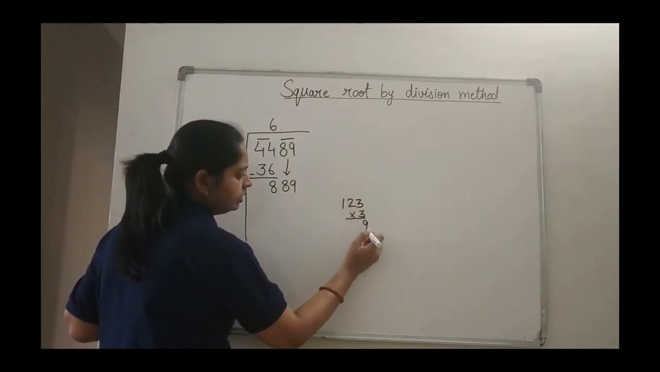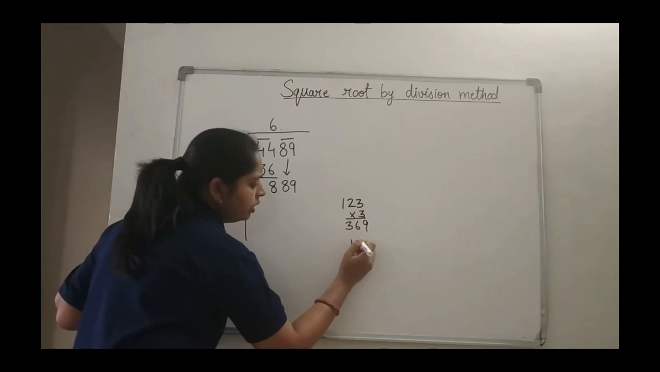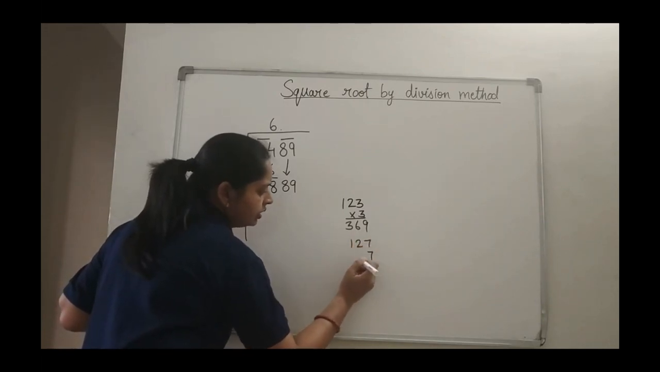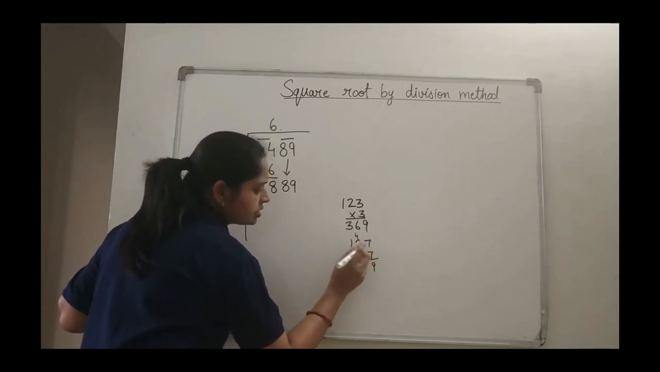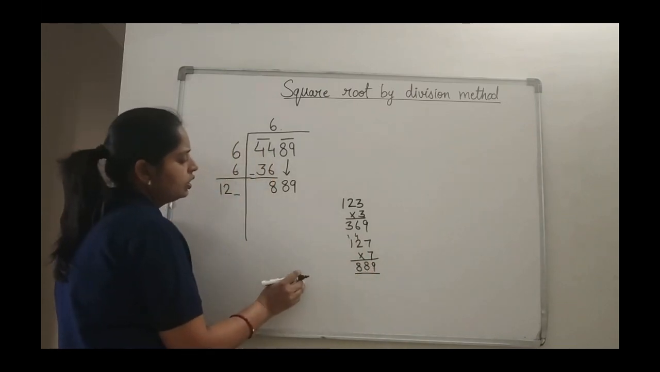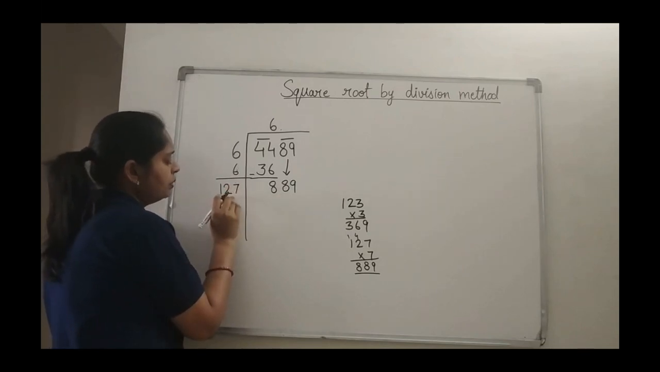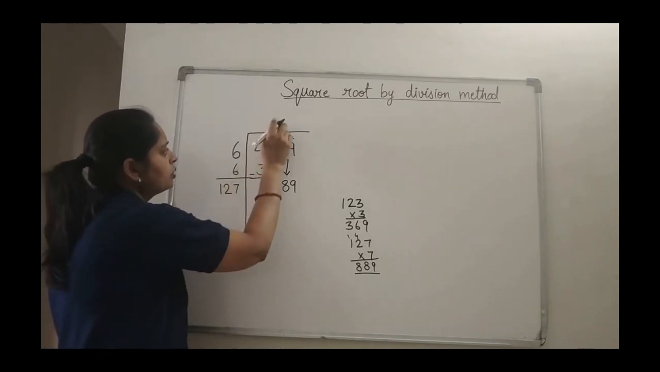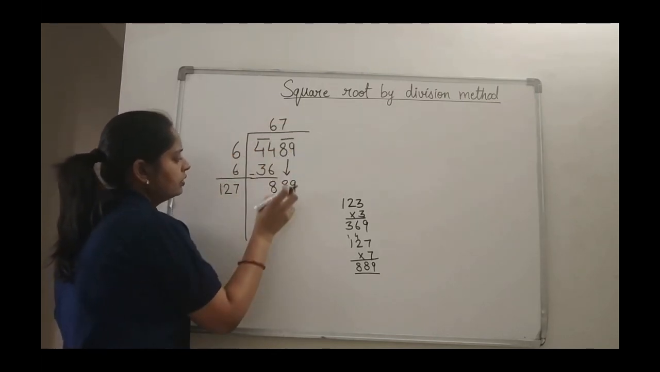3 3s are 9, 3 2s are 6 and 3 1s are 3. But it is very small compared to this. So I will check for 7. Let's see for this. 7 7s is 49. 7 2s are 14 plus 4, 18, and 7 plus 1, 8. So I got 889. So I have to put 7 over here, and as soon as I put the digit 7 over here, I have to make the entry of 7 here also. And 127 into 7 will give you how much?